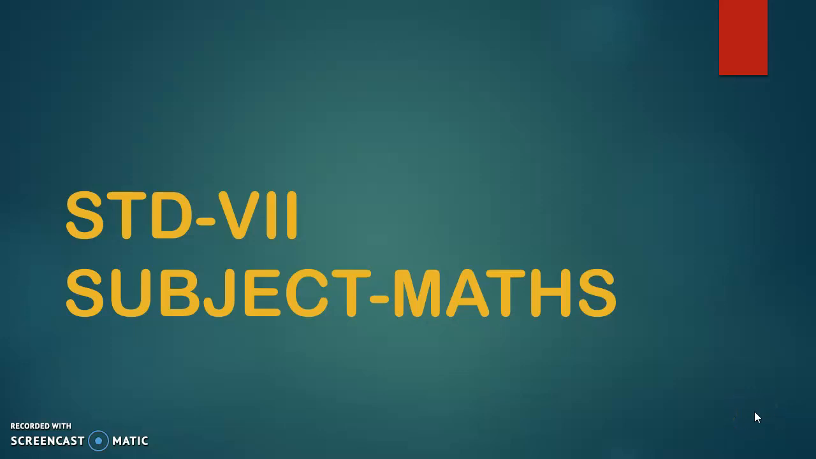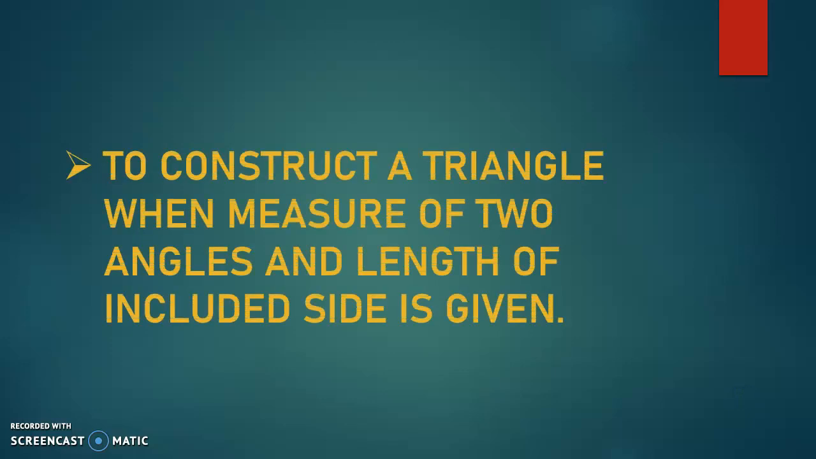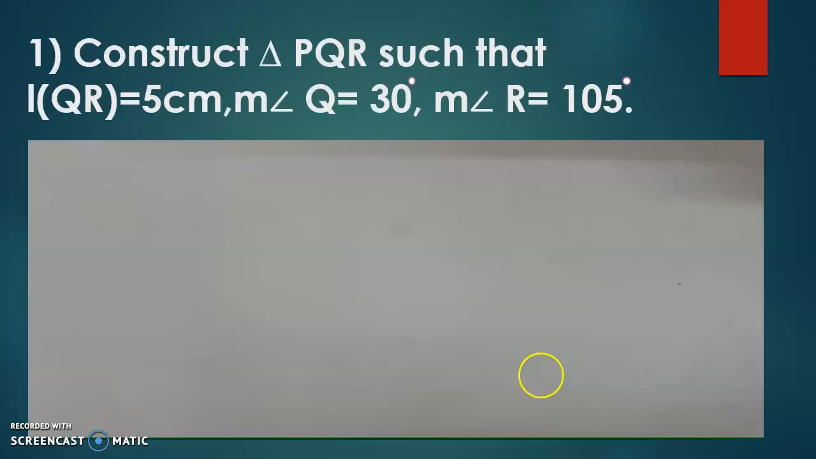Hello students, today in the fifth part of our maths lecture, we will continue our lesson number 1, geometrical constructions. As in the previous lecture, we have seen that for constructing any type of triangle, we need at least 3 elements. So today in this lecture, we will learn how to construct a triangle when the measure of two angles and the length of the included side is given. Let's start.